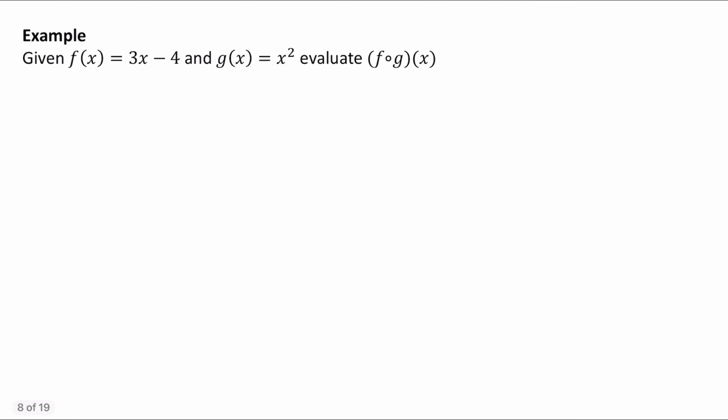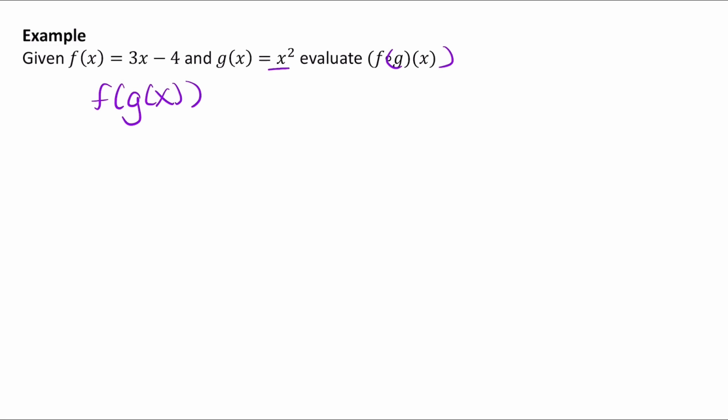So now let's try this example. It gives us f of x equals 3x minus 4 and g of x equals x squared. And now all we're finding is f of g of x. So I'm just going to go ahead and rewrite this. When I think about this, I just think about turning that into parentheses. So I'm just going to do f of g of x.